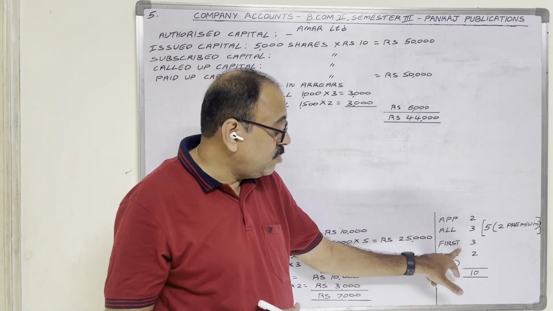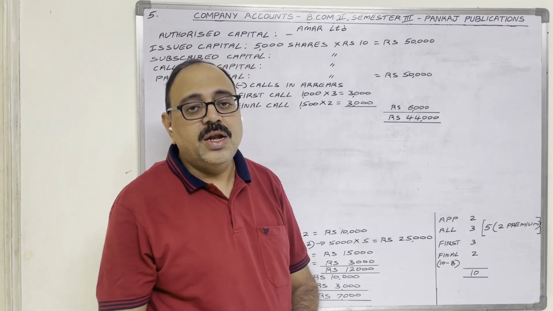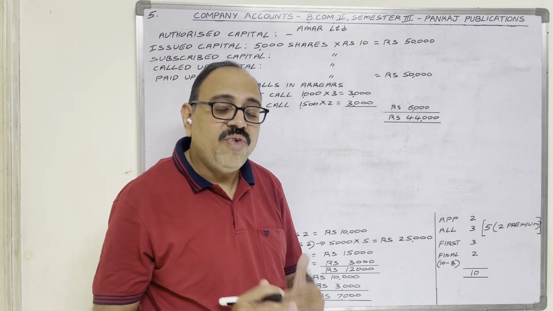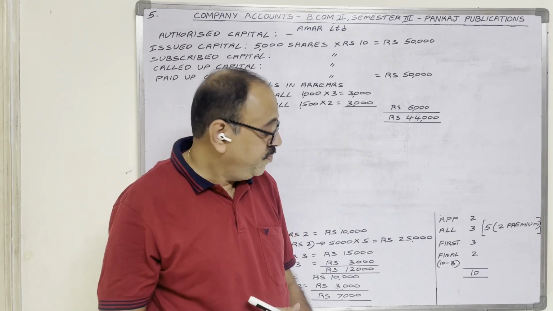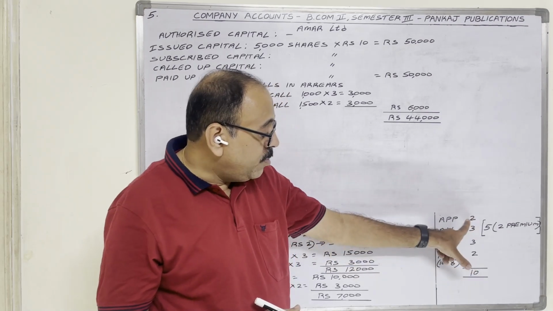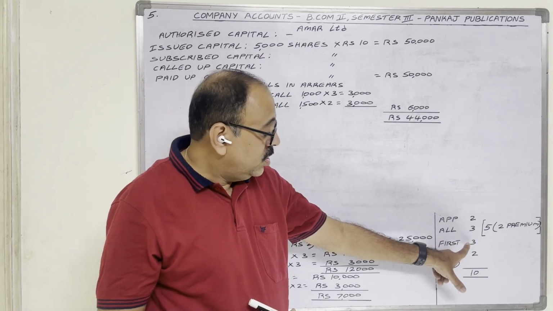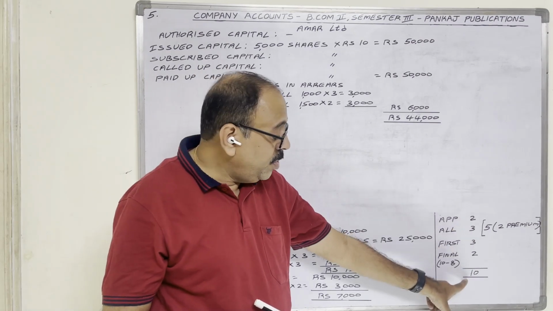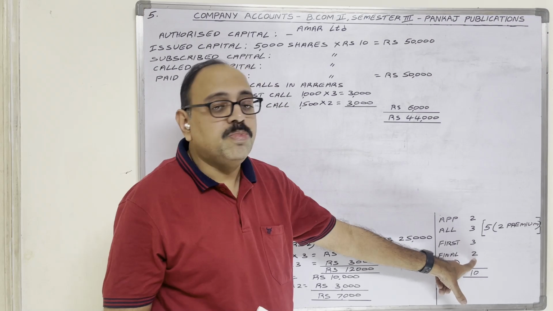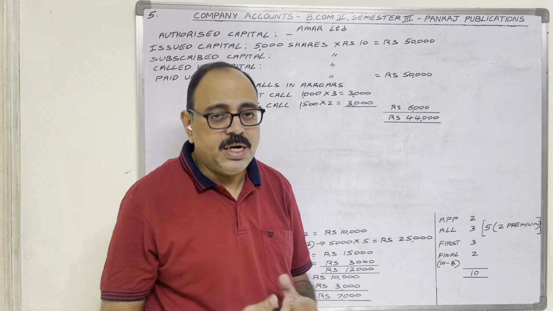Next, first call money per share is 3 rupees. The final call amount is not given directly in the question. He is saying that the remaining amount the company wants to collect through the final call. How much is the remaining amount? One share face value is 10 rupees. In this 10 rupees, application money is 2 rupees, allotment money 3 rupees, first call money 3 rupees, so total 8 rupees. 10 rupees minus 8 rupees, the remaining amount is 2 rupees. So the final call amount is 2 rupees per share. Premium is a new point in this problem. I will explain about premium later.